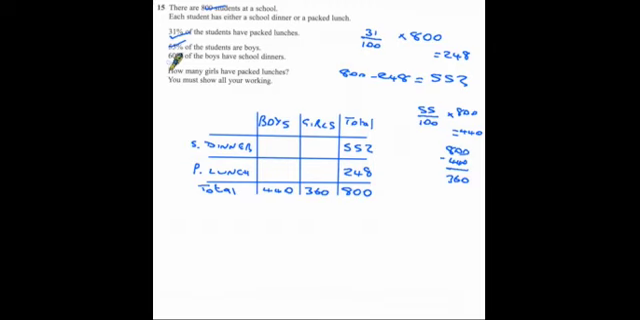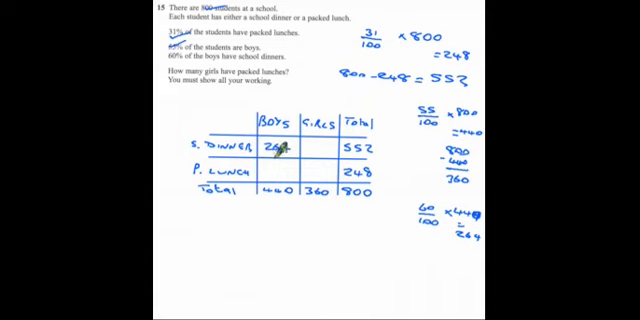60% of the boys have school dinners, so we now need to find 60% of 440. So once again, 60 over 100 times 440. The answer is 264. So 264 of the boys have school dinners.